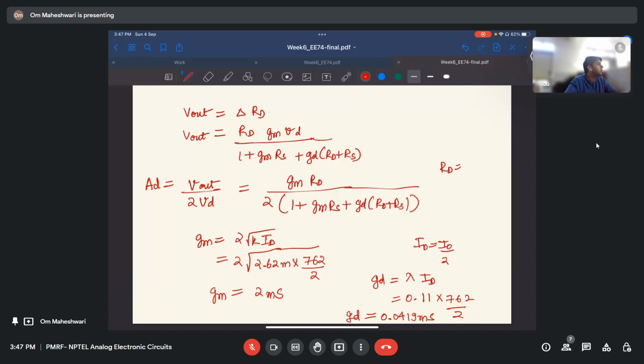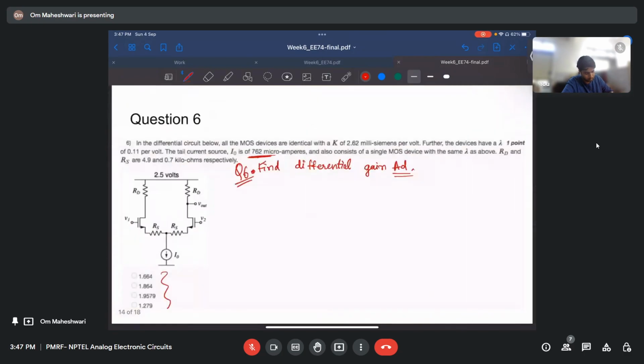Okay, and RD is given. RD is 4.9K. RS is 0.7K. So when you put all these values, you should get AD equals 1.864. So this should be the answer.